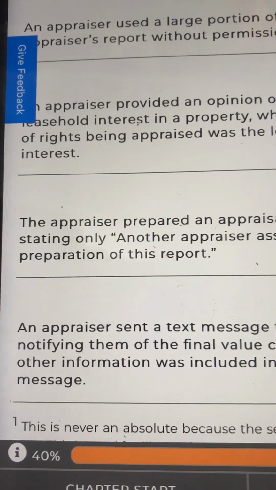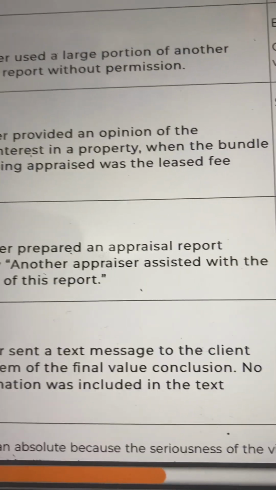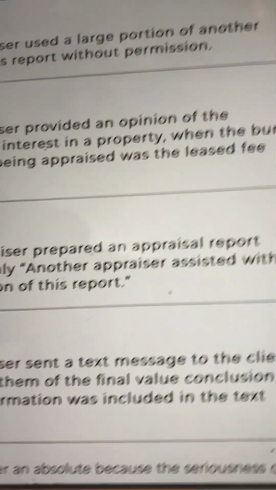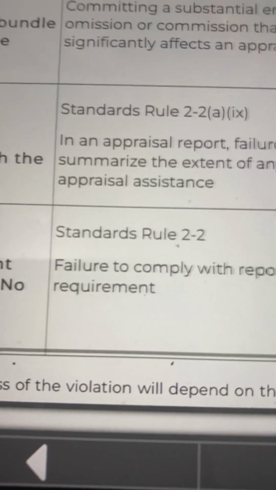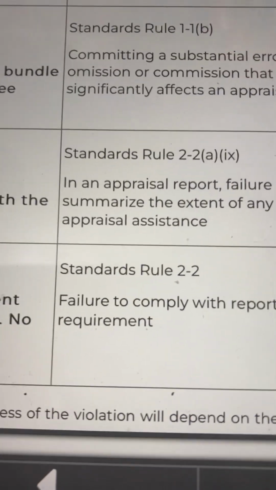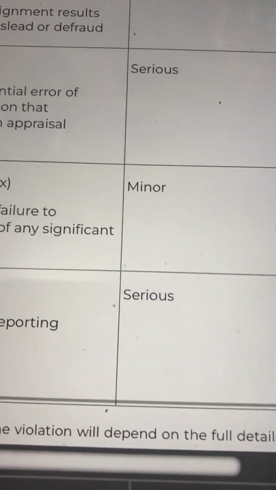Example, an appraiser sent a text message to the client notifying them of the final value conclusion. No other information was included in the text message. Violation of Standards Rule 2-2, failure to comply with reporting requirement. Possible type of violation, serious.